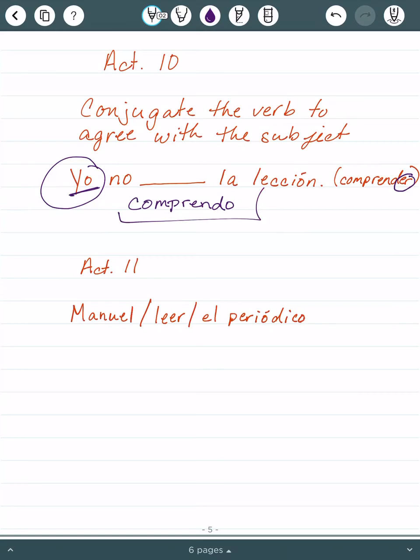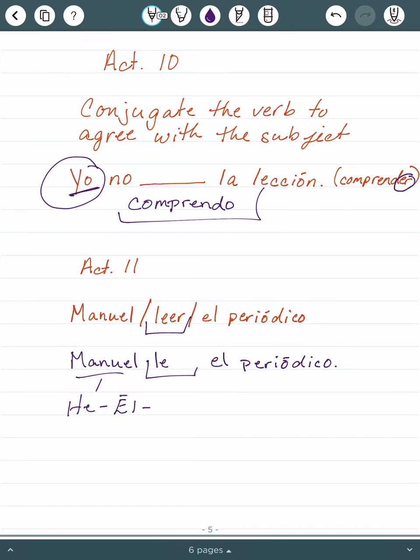Activity 11 is very similar to activity 10, but now you are actually going to type out a full sentence. So what I always say is basically you are going to copy down what it has here, except then you're going to go back and change this verb. So you need to recognize the verb when you see it, and then we know to take off the ER, and then we are going to put the ending. Now, Manuel is he. He in Spanish is él. And the él ending for an ER verb is an E. So we're just going to add it in there. Lee. Manuel lee el periódico.